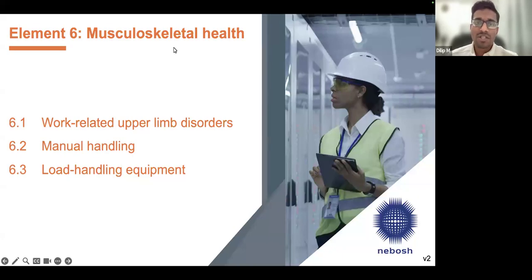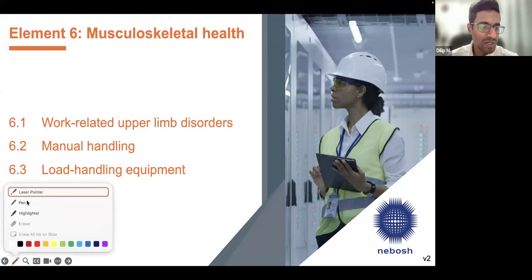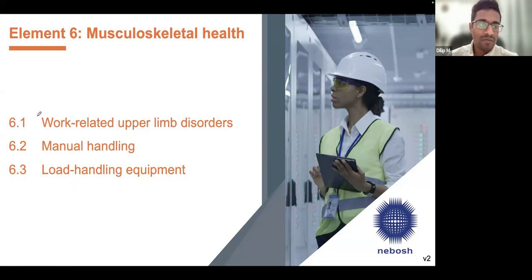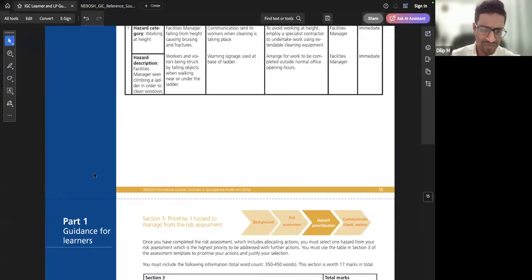Element 6, musculoskeletal health. The learning outcomes are 6.1, work-related upper limb disorders, 6.2, manual handling, and 6.3, load handling equipment. Okay. So we have three topics from element 6.